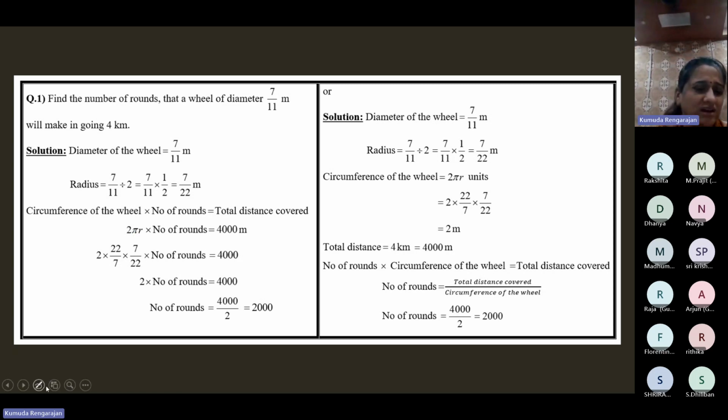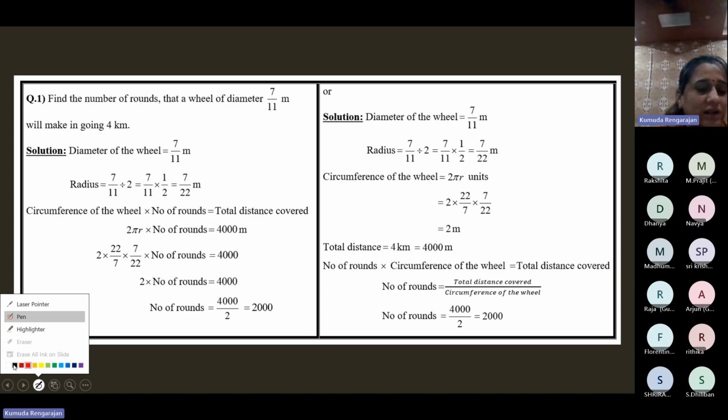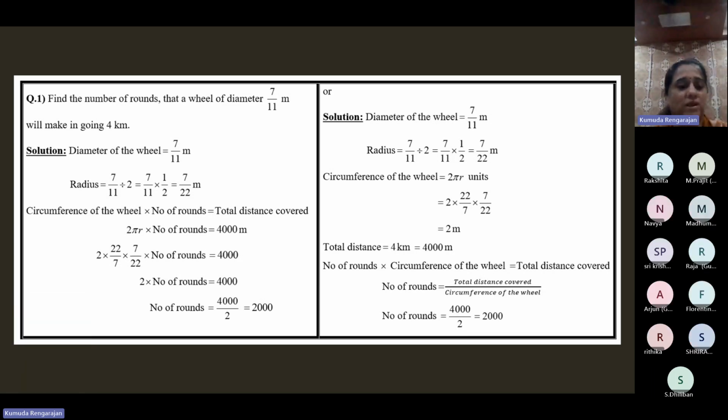Different places would have worked differently, but the idea is the same. This is the formula: circumference into number of rounds is the total distance. I've written the formula itself. Now circumference is 2 pi r. Number of rounds, total distance. Here, 4 kilometers. So it's easy. I'll not start explaining this again.